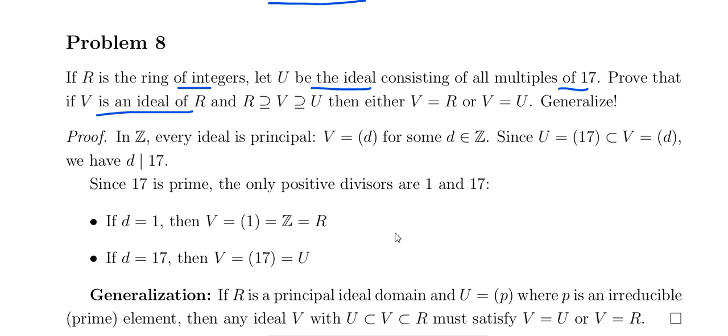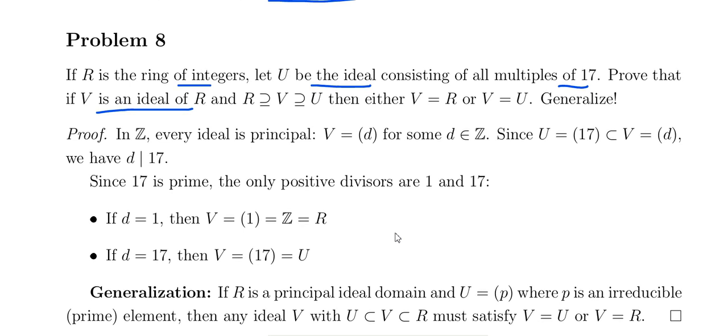That is a subset of V, which is generated by d, so d divides 17. 17 is a prime number with only positive divisors 1 and 17, so d equals 1 or d equals 17. d equal to 1 means V is generated by 1, that is equal to R, and d equal to 17 gives U. Okay, this is the example.